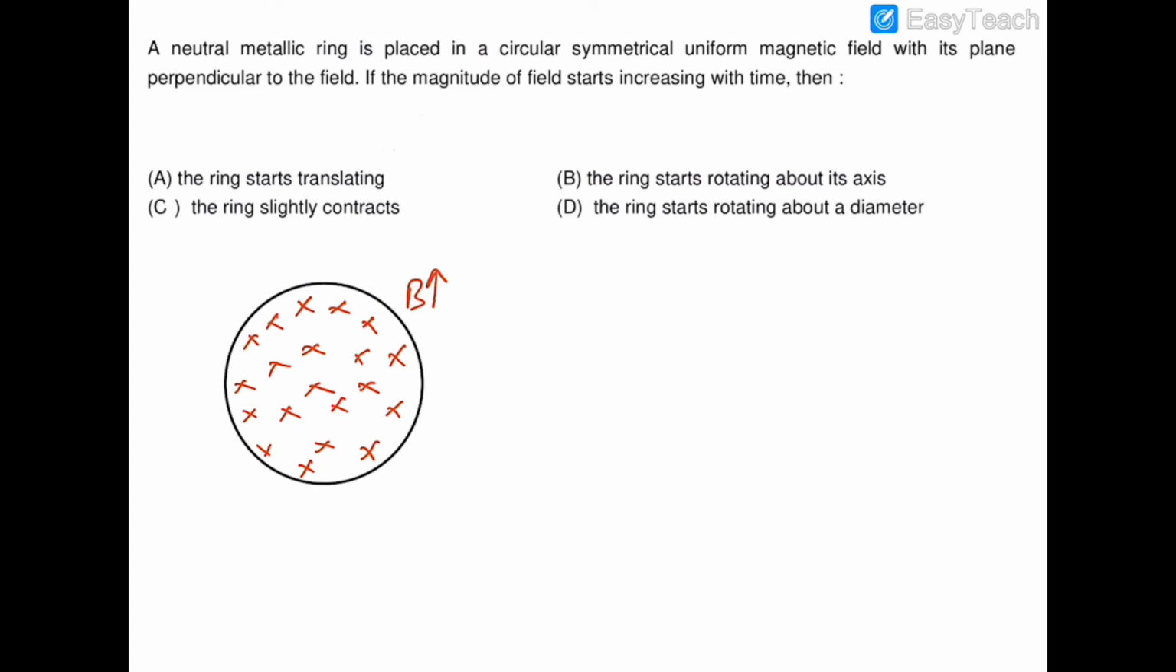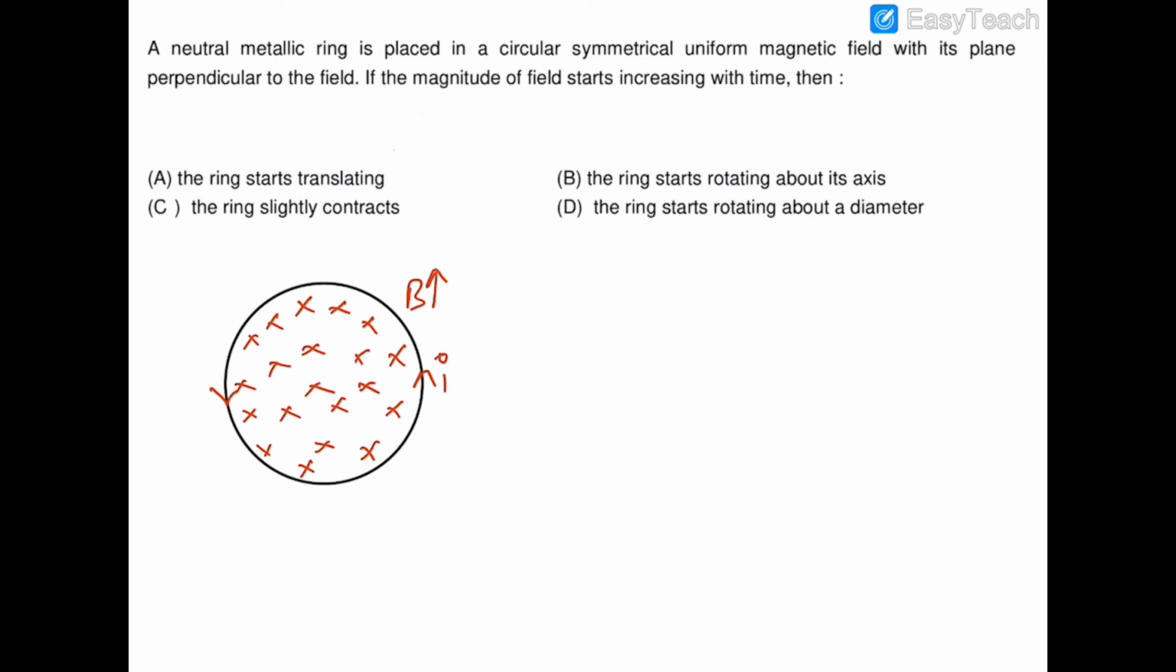But as this ring is placed in a time dependent magnetic field, there would be some induced current in this ring, and this induced current would be in the anti-clockwise sense, because this magnetic field is pointing inside the plane of this screen, and it is increasing with time. So to oppose the change of this magnetic field, the induced current would be moving in an anti-clockwise circular sense. So this is the direction of induced current.